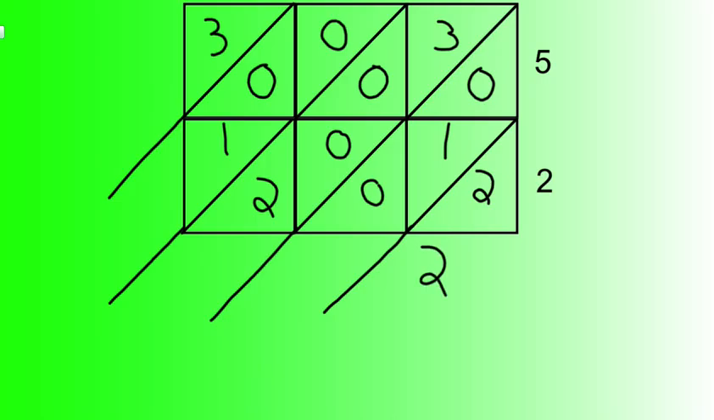Okay, and now let's add diagonally. Two. This is 1 plus 0 is 1. 3 plus 0 plus 0 plus 2 is 5. 0 plus 0 plus 1 is 1. And 3 comes over. And we're left with 3, 1, 5, 1, 2.